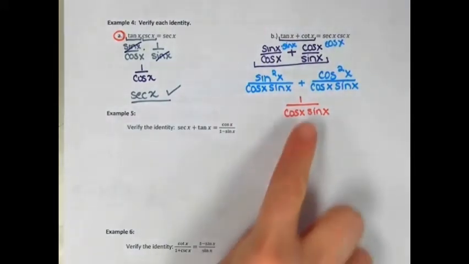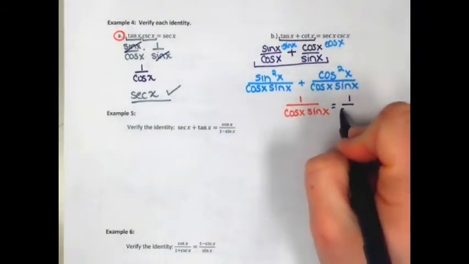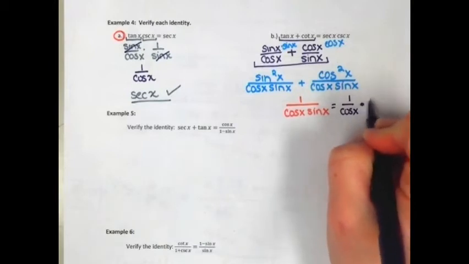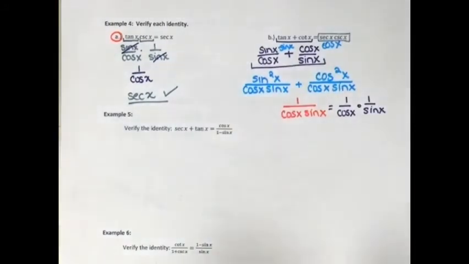Now, could we take this and break it back up into 2 separate fractions into multiplication? Yeah. Isn't this the same thing as taking 1 over cosine x times 1 over sine x? Is that the same thing? And the only reason why I separated these two is because we want to take it to secant times cosecant, right? What is 1 over cosine?